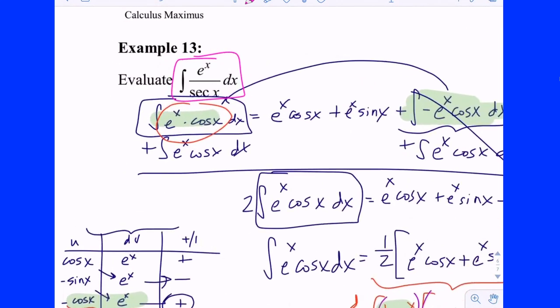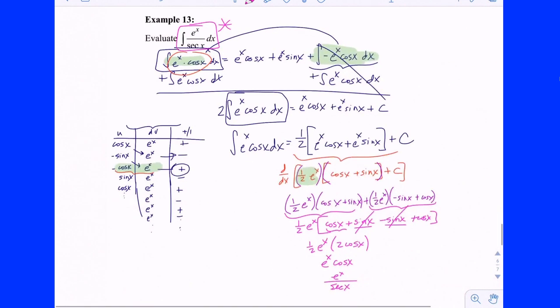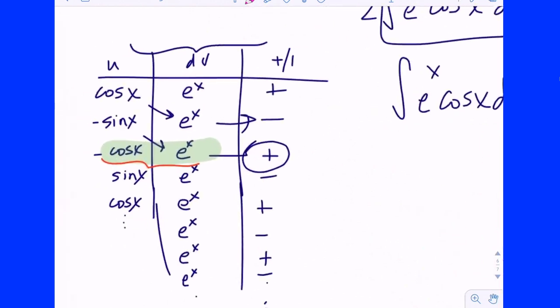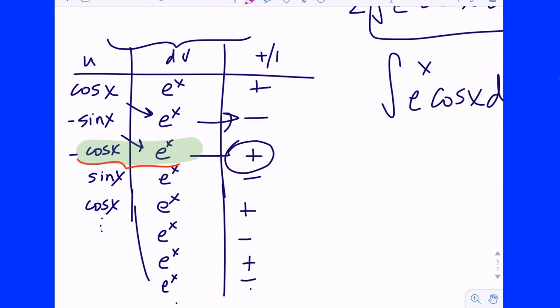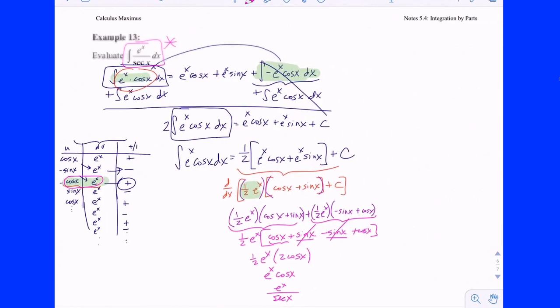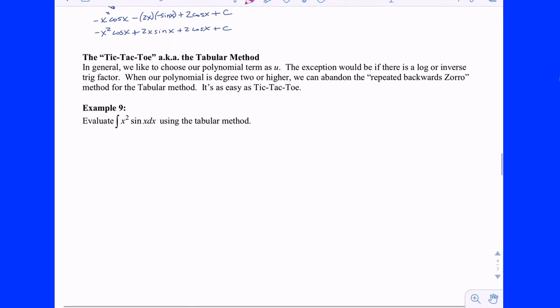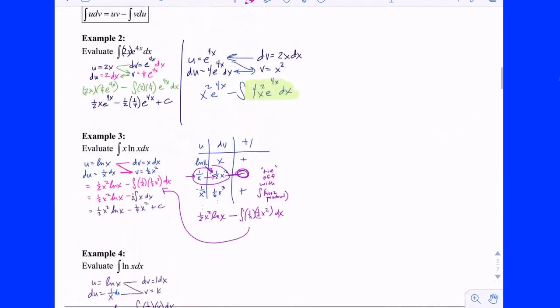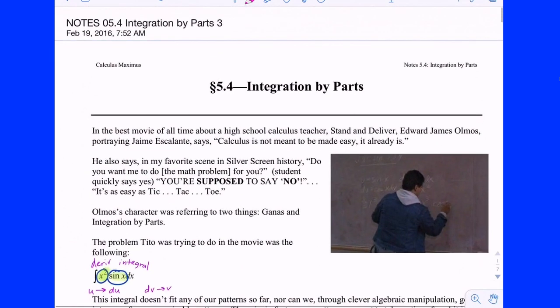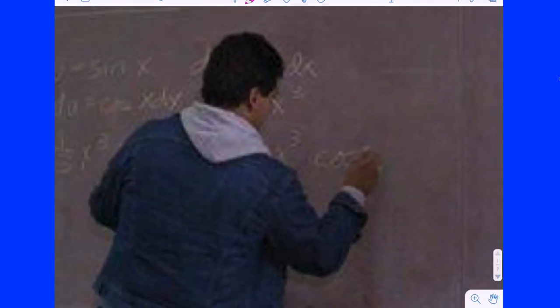So this is the fun one where you have double repeaters and you have to terminate the tabular method by tying it off horizontally with an integral once you hit the original product that you started with. Okay? That's it. Tabular method works every time. If not, use the Z method, the Zorro method. If only Poncho were here, we could help him, huh?